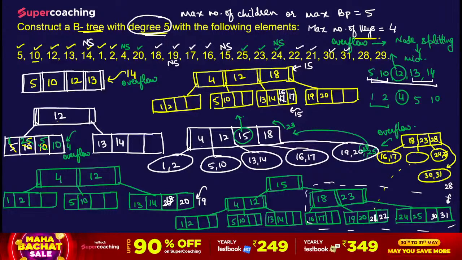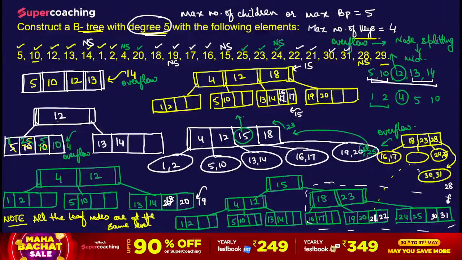Okay, but have you observed one thing? All the leaf nodes are at the same level. Note here is that all the leaf nodes are at the same level. For 28, node splitting is taking place. Now, we have to add the next element. 28 is added, now 29. 29 is greater than 28. So here we'll be adding 29.